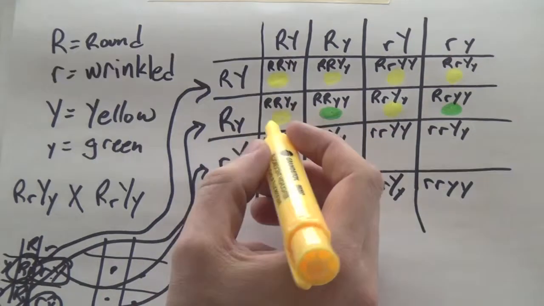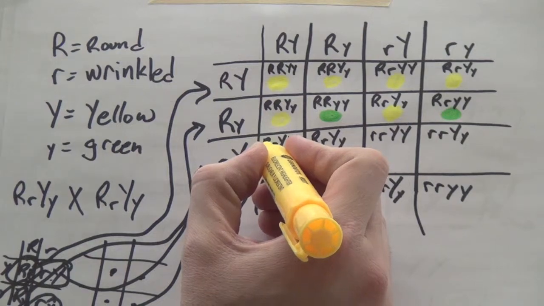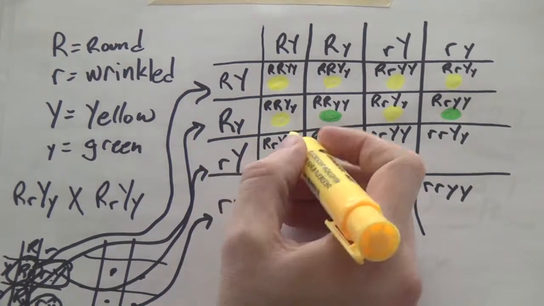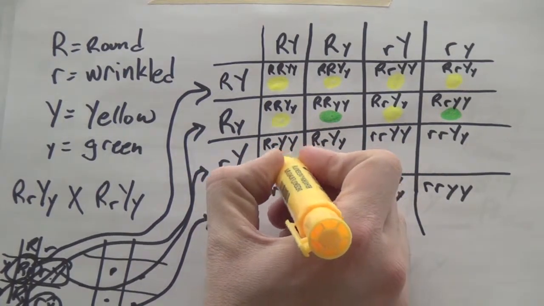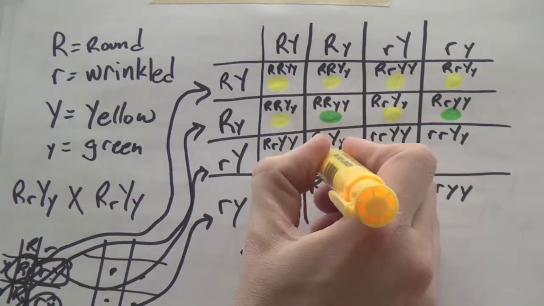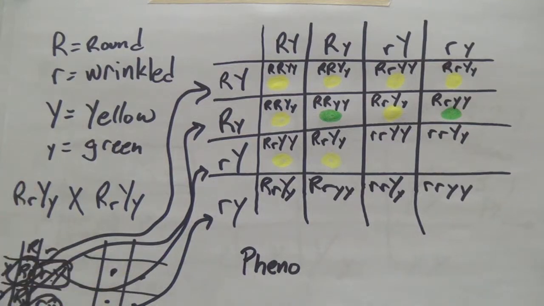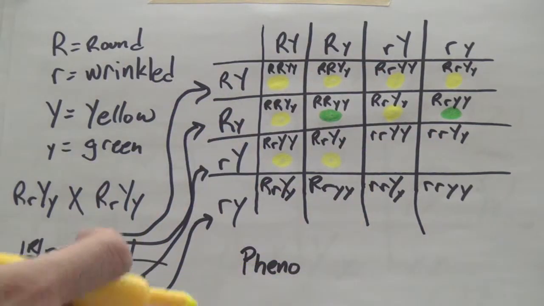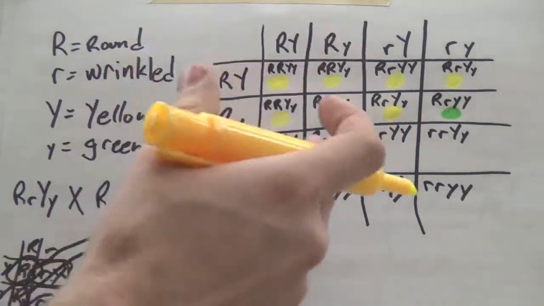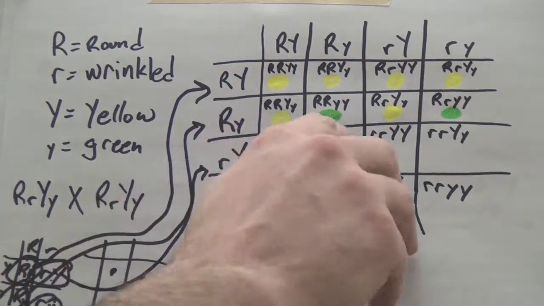We keep going. What do they look like? This pea will look round and yellow again. Round and yellow. All I'm looking at are the dominants. If the dominants are expressed in the genotype, then you see the dominant trait. Now here we go. We have recessives.